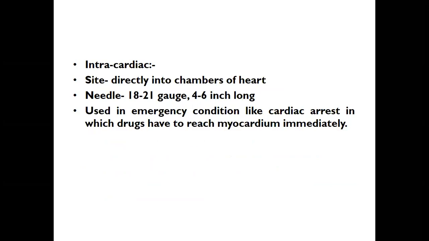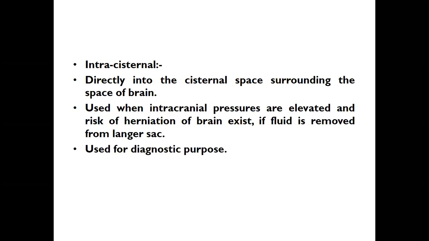Intracardiac. The site is directly into the chambers of the heart, and the needle required is 18 to 21 gauge and 4 to 6 inches long. Used in emergency conditions like cardiac arrest, in which drugs have to reach the myocardium immediately. Intracisternal, directly into the cisternal space surrounding the base of the brain, used when intracranial pressure is elevated and risk of herniation of the brain exists, and if fluid is removed from the lumbar sac. This can be used for diagnostic purposes also.